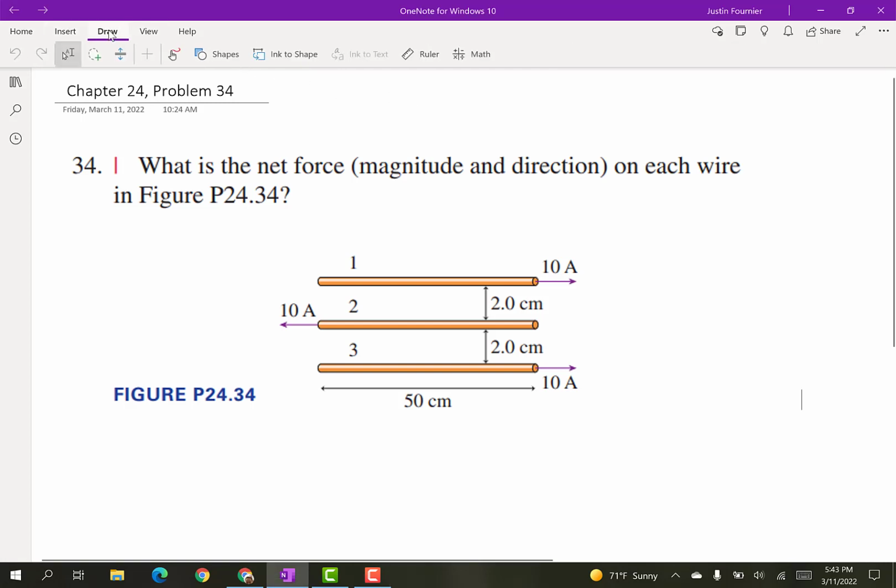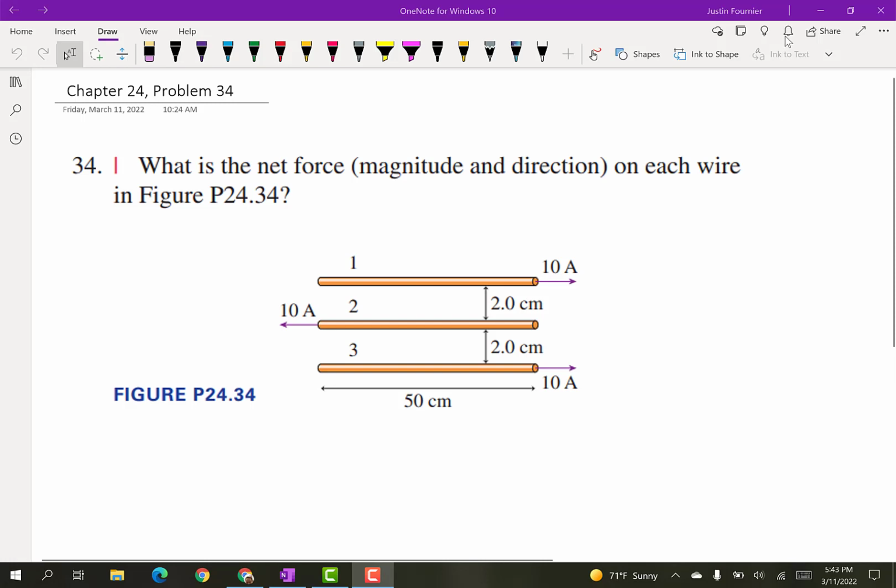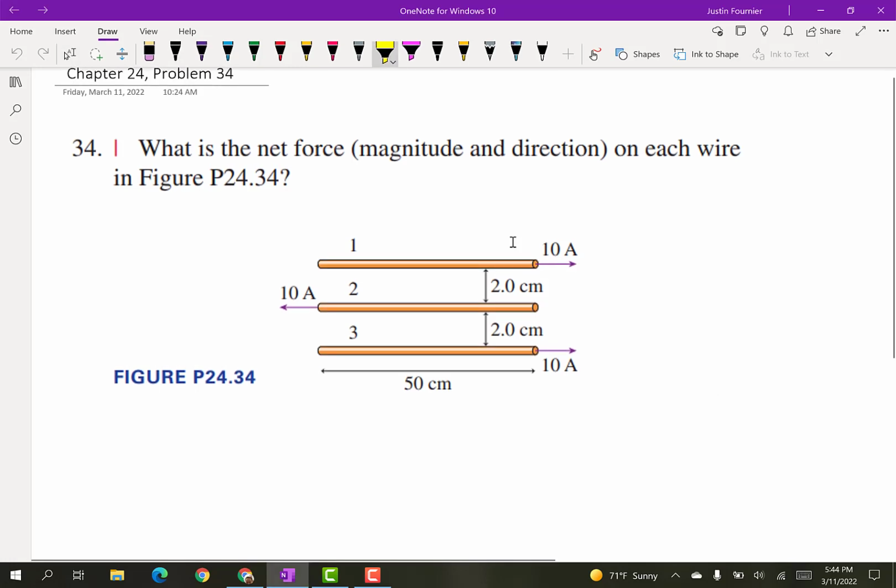Hi everyone, so this is the second video that was asked for me to do, which is problem 34 from chapter 34. It gives us this diagram down here and says, what is the net force, magnitude and direction, on each wire in figure 24.34? So here we go, here are wires 1, 2, and 3.